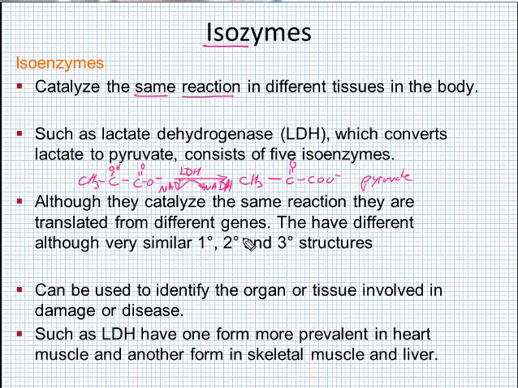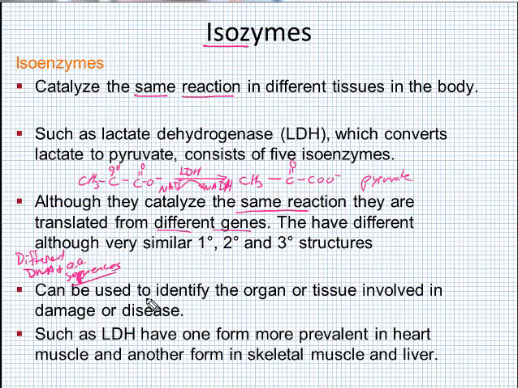And what we mean by that is, okay, they're catalyzing the same reaction, converting lactate to pyruvate, but these different enzymes are coded in different genes. That means they have different DNA sequences, which means they're going to have, so it doesn't say this here, but different DNA and amino acid sequences. So that means that even though they have different DNA sequences, their primary, secondary, and tertiary structures are going to be very similar because they have to carry out the same reaction, but you can still distinguish one from the other.